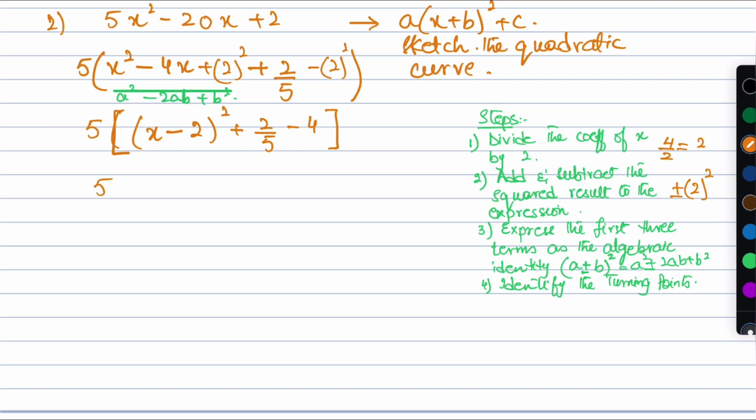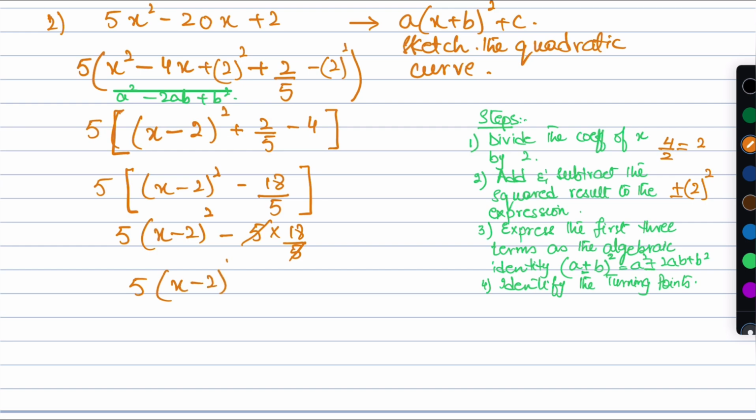Solving it further, I can say it is x minus 2 the whole square minus 18 by 5. Or I can just bring this 5, multiply it by the squared bracket, and then multiply it by the constant also, and I can have my completed squared form as 5 times x minus 2 the whole square and a minus 18. So this is the completed squared form which was required in the question, and I have my answer here.